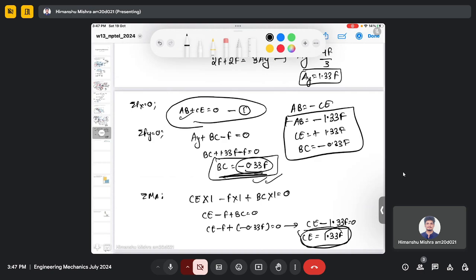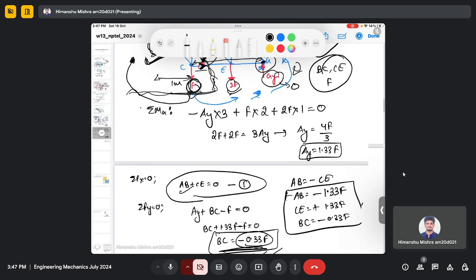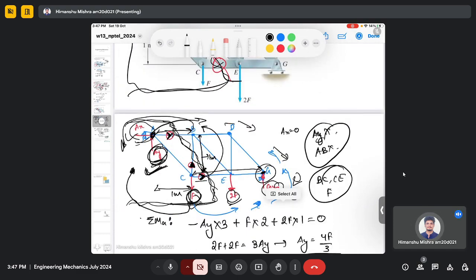Correct. Now, if we are asked whether it is in tension or compression, so what do we write? You need to check with respect to the joint. We got AB as minus 1.33 F. So the rule was, if it is away from the joint, then it is a tension. But if it is towards the joint, then it is a compression.